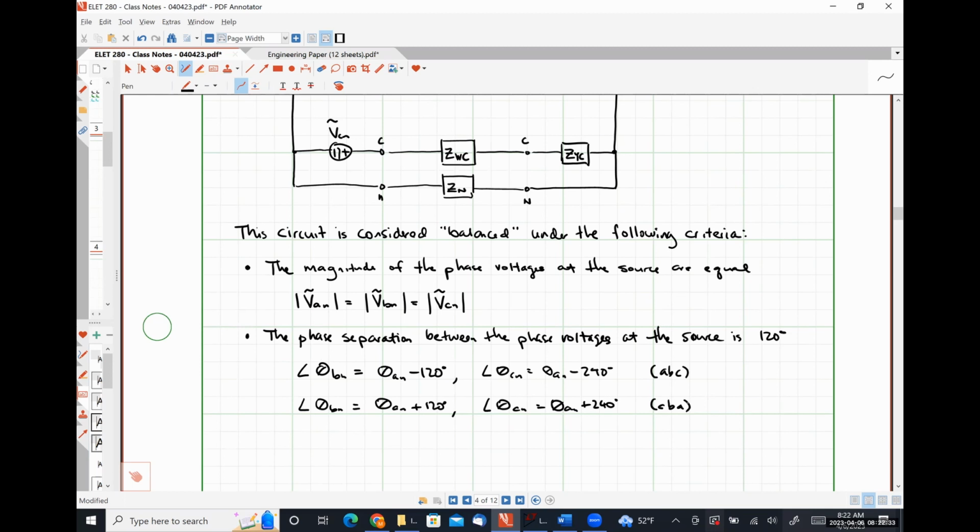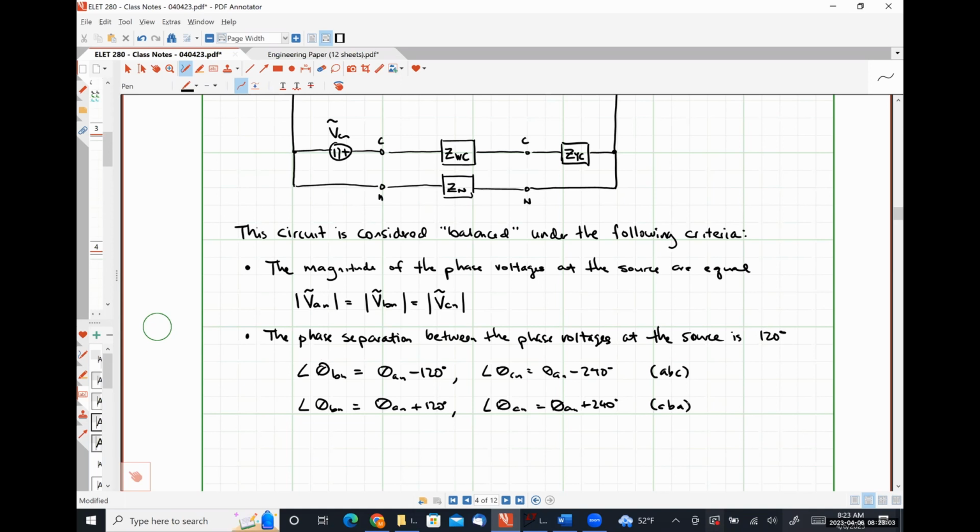Once again, all I'm saying here is that for our source to be balanced, the B phase has to be 120 degrees out of phase with the A phase, and the C phase has to be 120 degrees out of phase with the B phase. So for a positive phase sequence, the B phase lags the A phase by 120 degrees, and the C phase lags the B phase by 120 degrees. Exactly the same thing that I was talking about on Tuesday.